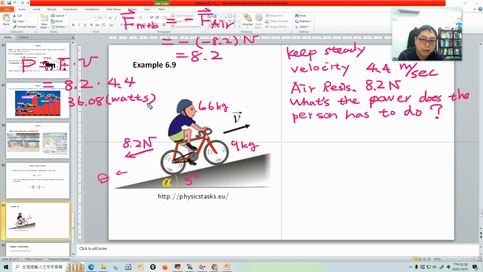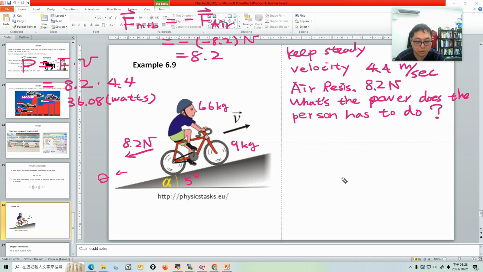But this is not the correct answer. You should think about why. Right now we only consider air resistance, but actually in this problem there is another resistance. You can think about it, but since we are recording, I don't have time to allow you to think.